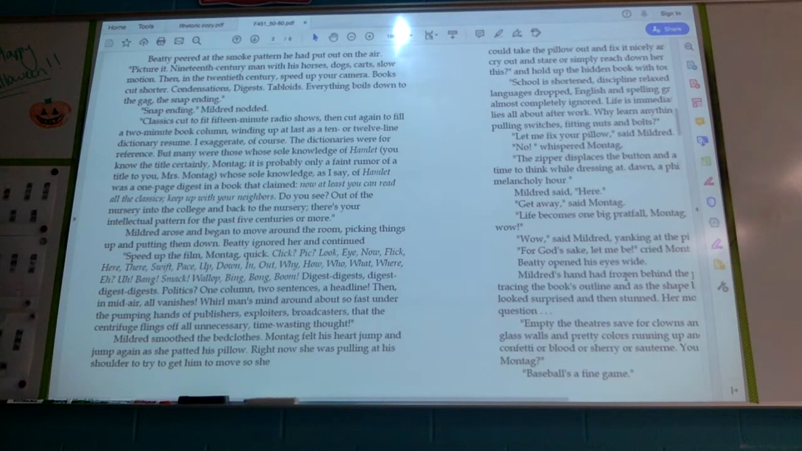I exaggerate, of course. Dictionaries were for reference, but many were those whose sole knowledge of Hamlet, Montag, is probably only a faint rumor. Whose sole knowledge of Hamlet was a one-page digest in the book that claimed, now at least you can read all the classics, keep up with your neighbors. Do you see? Out of the nursery into the college and back to the nursery. There's your intellectual pattern for the past 5 centuries or more.